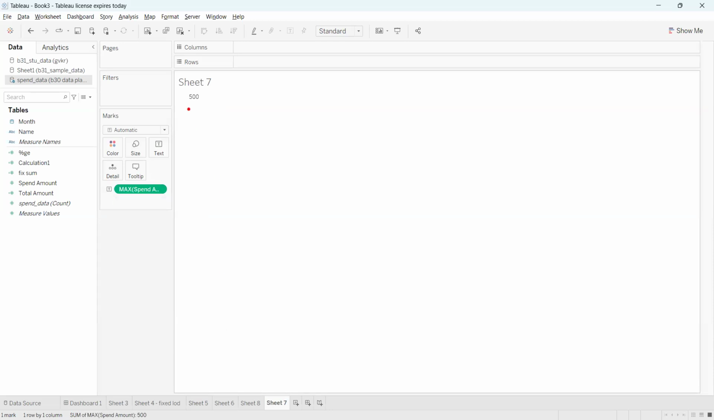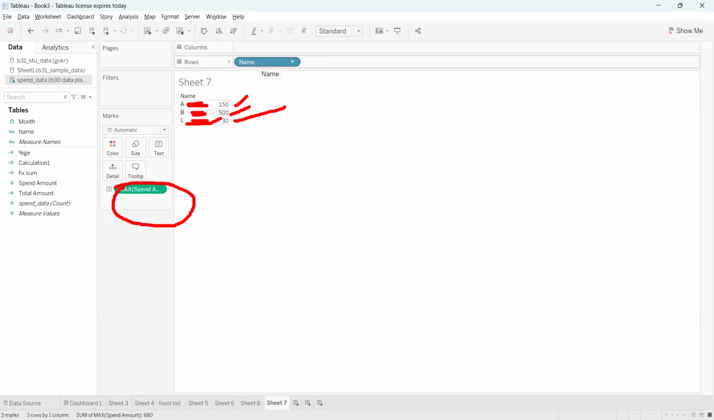Now you see what Tableau will do: it goes to the spend amount column and takes the maximum amount from all the rows, which gives you 500. Now, whenever I drag name into the row shelf, Tableau will take the max of spend amount for each and every person. So I got 150, 500, and 30, which can be achieved in a simple manner.